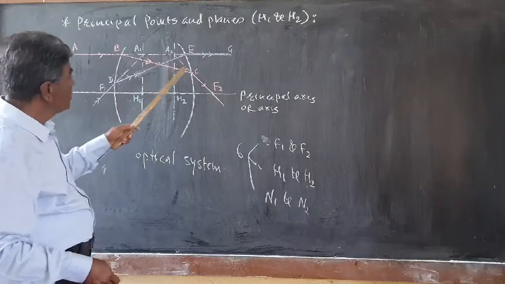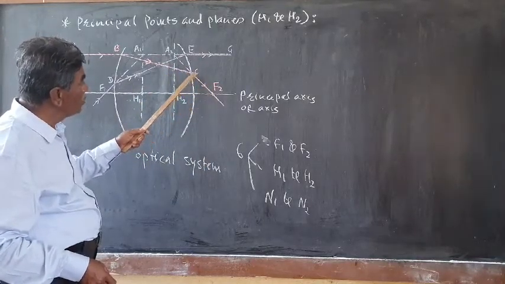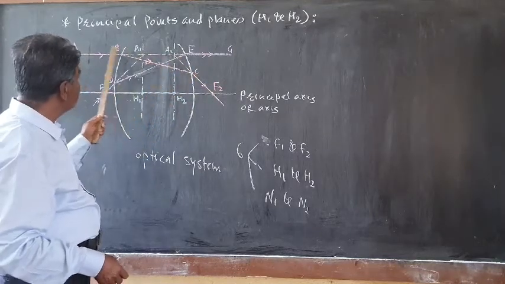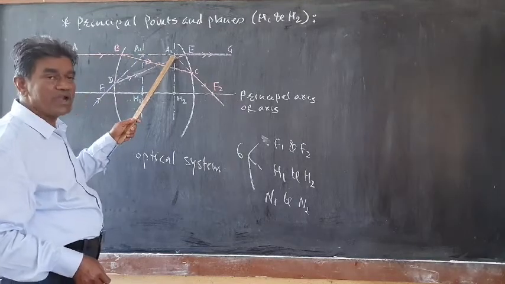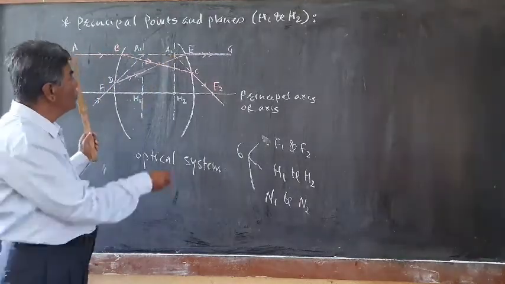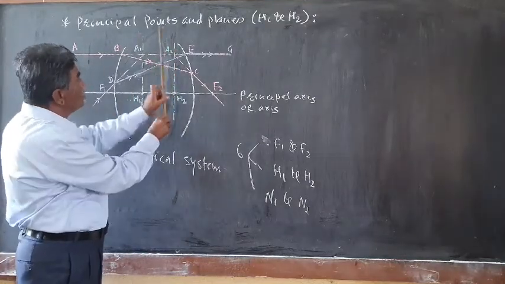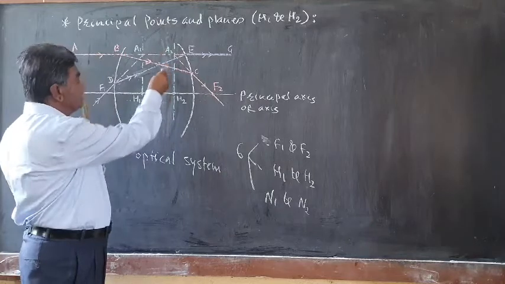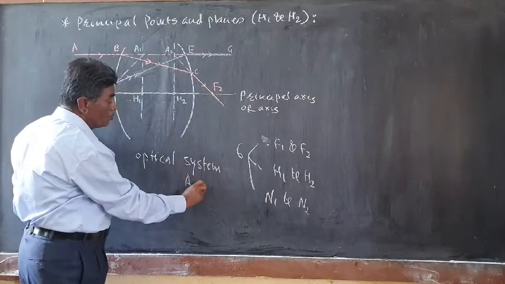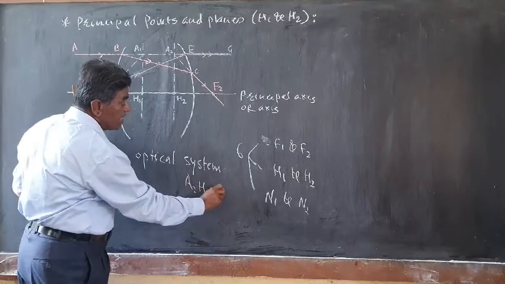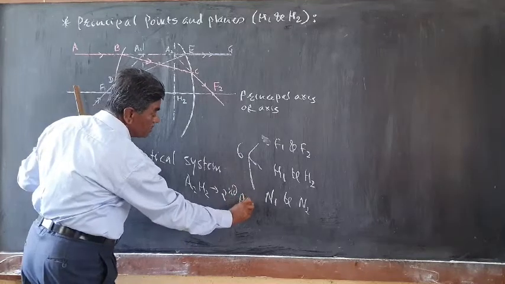Now here, when the emergent ray or refracted ray CF2 is produced back and the incident ray AB is produced forward, they meet at the point E2. Now draw the line passing through E2 and perpendicular to the axis. Then this E2H2 is called the second principal plane.